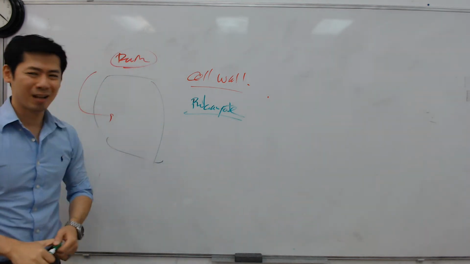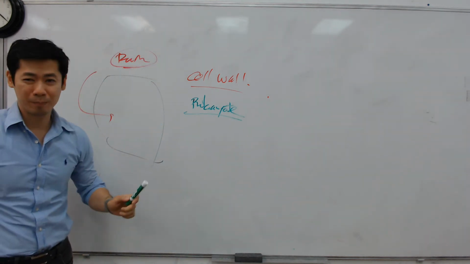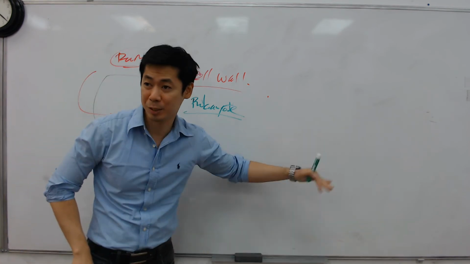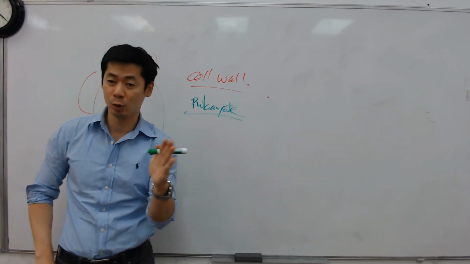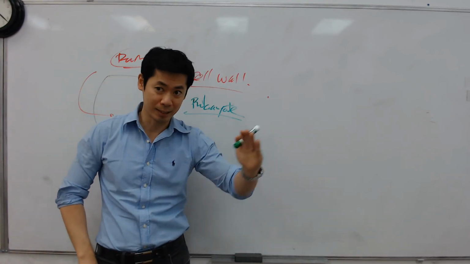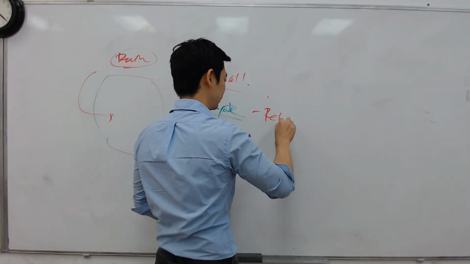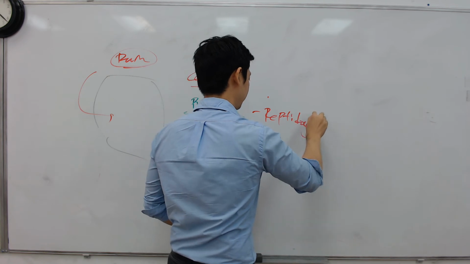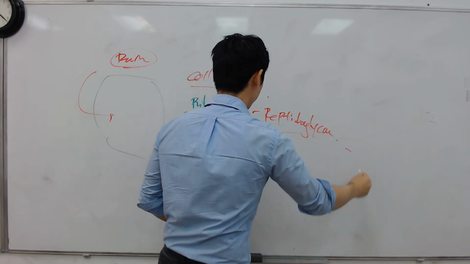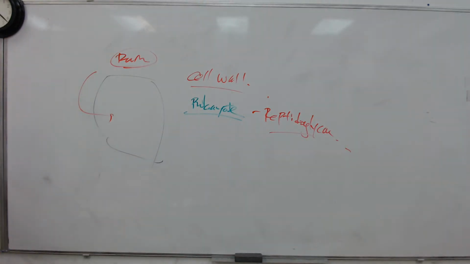Their cell wall is made up of what they call peptidoglycan. Peptido means protein, right? Glycan is sugar. So their cell wall is made up of peptidoglycan. This is SAT stuff. You should already know this. So they have a cell wall, which obviously you know the reason why.